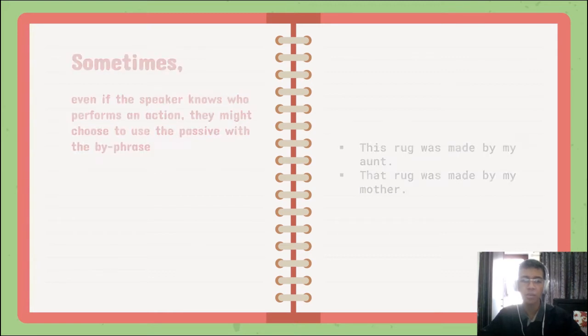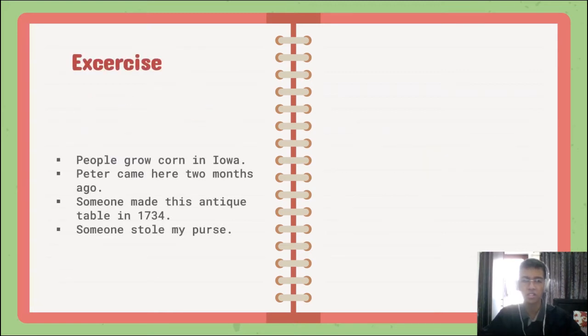Here's some exercise. We need to convert the active voice on the left to its passive voice equivalent, if there is one. The first one is, "People grow corn in Iowa." The second one, "Peter came here 2 months ago." The third one, "Someone made this antique table in 1734." And the last one is, "Someone stole my purse."